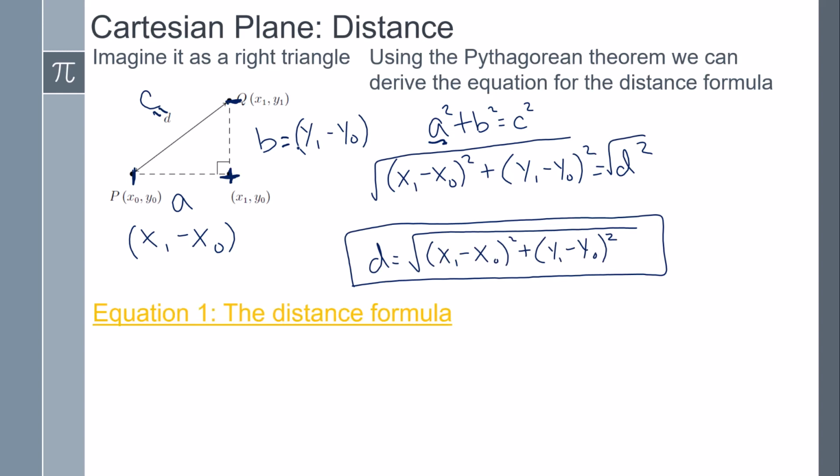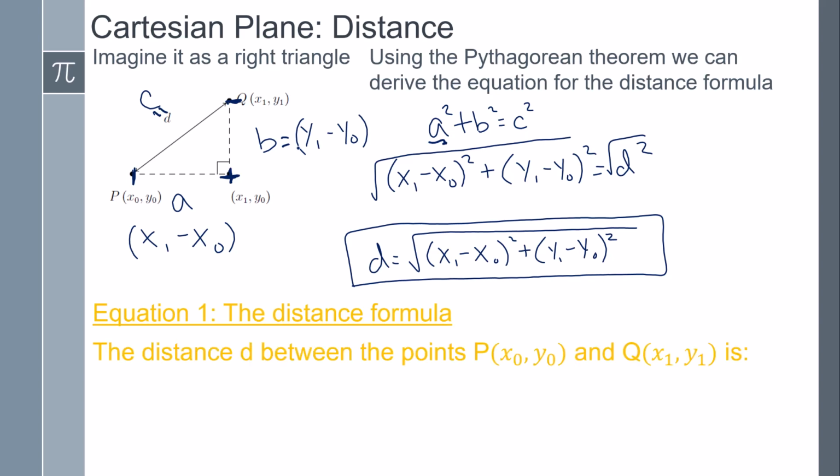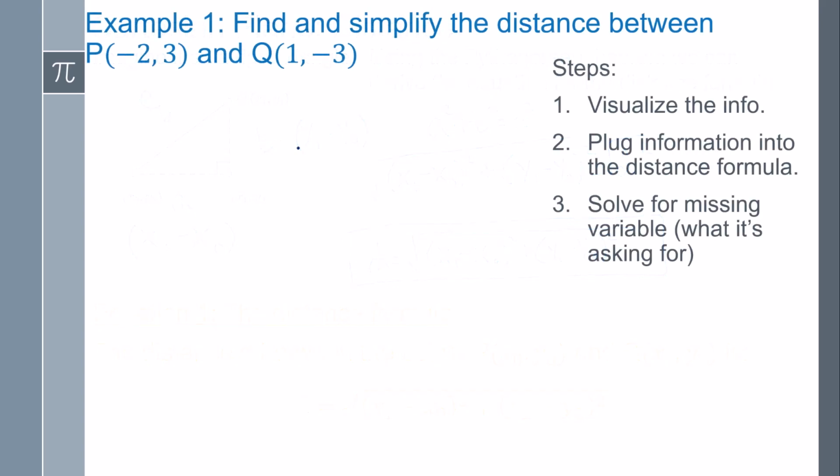So, having derived it, the distance formula, the distance d between the points x sub 0, y sub 0, or x naught, y naught, and the second point, x1, y1, is going to be this formula here. It needs to be memorized. We need to be able to find the distance between 2 points on a coordinate plane. So let's look at an example here.